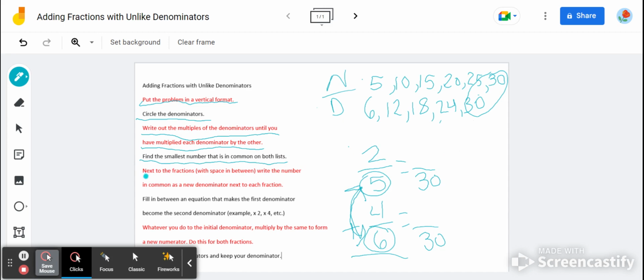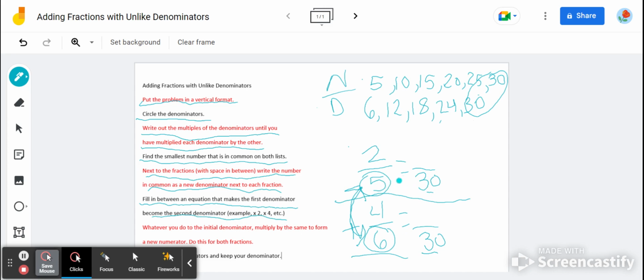We just did that. Next to the fraction with space in between, write the number in common as the new denominator. So I wrote 30 over here and 30 over here as the new denominator for both of these fractions. Fill in between an equation that makes the first denominator become the second denominator. In this case, we can use our multiples that we just wrote out. So how would we make 5 into 30?